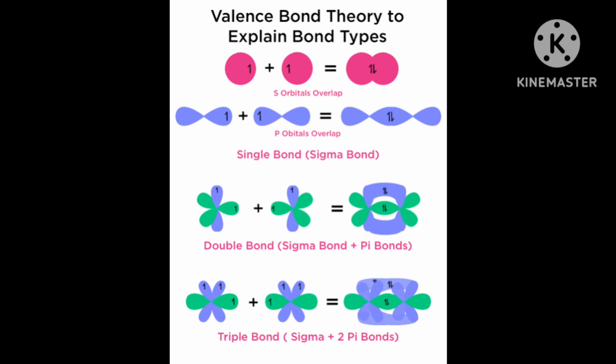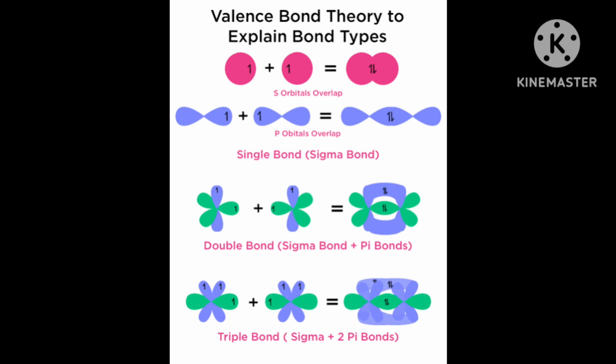Out of these 5, 3 will make a trigonal shape, and the other 2 will be perpendicular to it. Means one will be upside and the other down, up and down, with the central metal ion in the middle. The 3 orbitals will take the shape of a triangle, and that's why it is called trigonal bipyramidal.